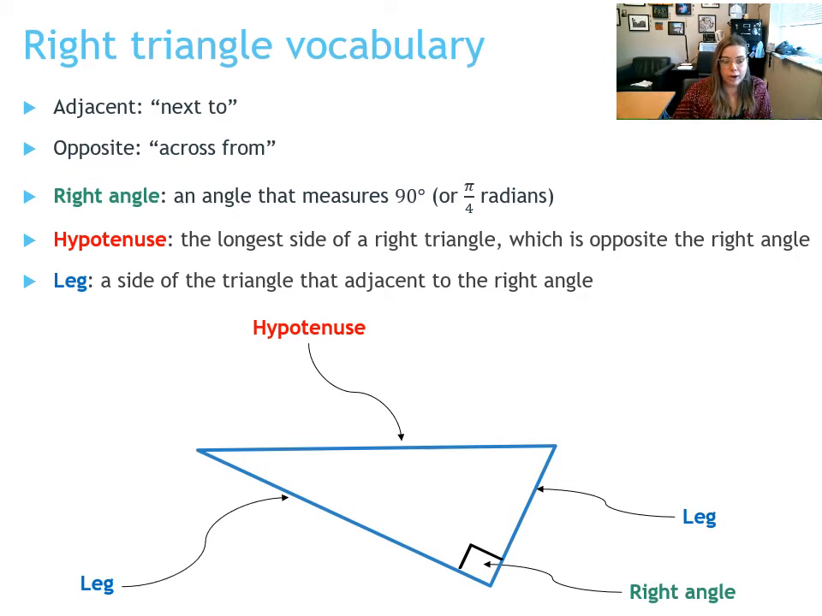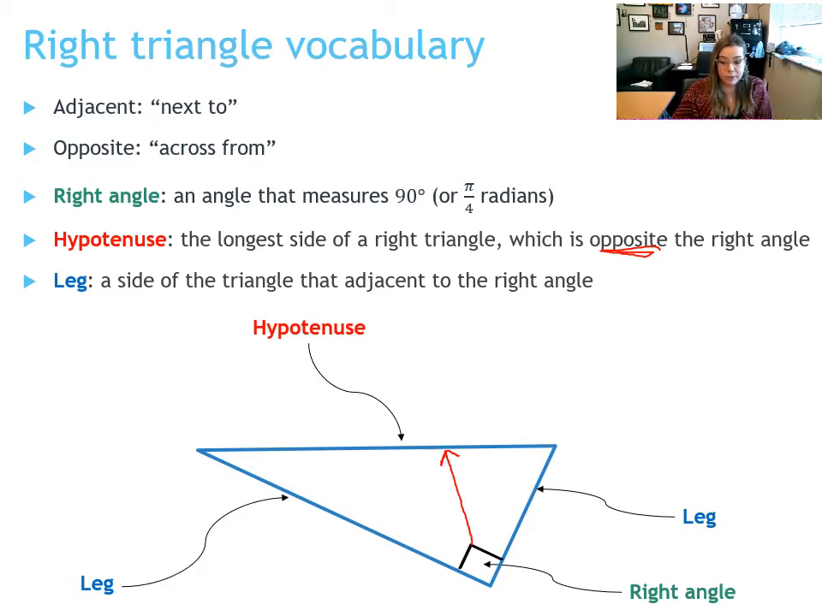So for a right triangle, there's one angle in the triangle that has a 90 degree angle. And the side of the triangle that is opposite of that right angle is called the hypotenuse. So in this picture that I have right here, our right angle is down here. So something that is across from that angle, that's the hypotenuse. Remember that the hypotenuse is opposite or across from the right angle. A leg is just the other two remaining sides of the triangle.